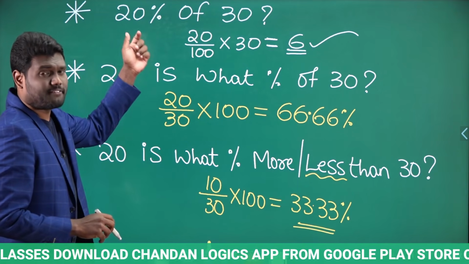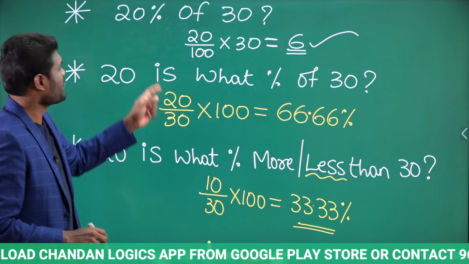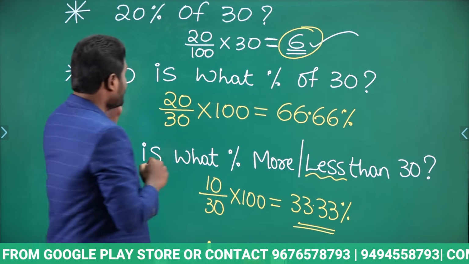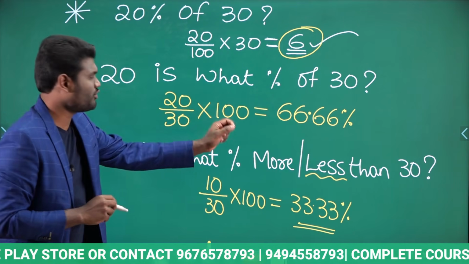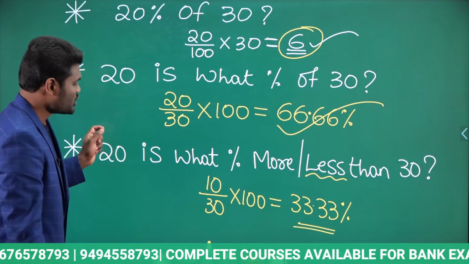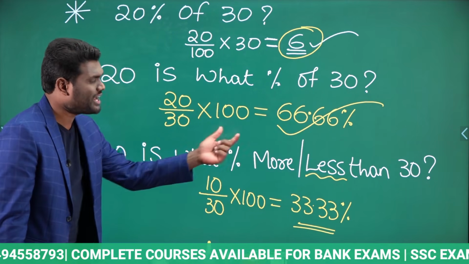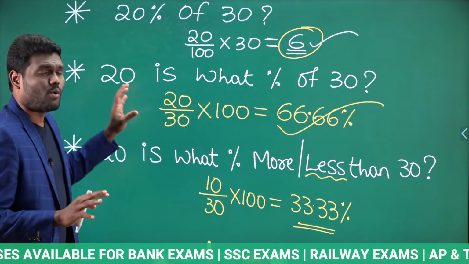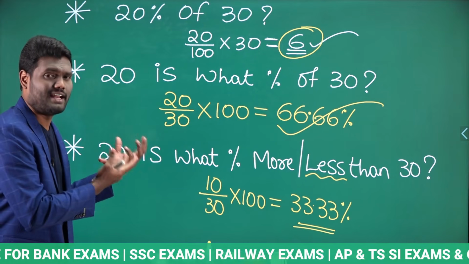So you need to know the differentiation among these three. 20% of 30 is nothing but 6. 20 is what percent of 30 is nothing but 66.66%. 20 is what percent more or less than 30 means 33.33%. Okay. So now how to remember and how to calculate this?